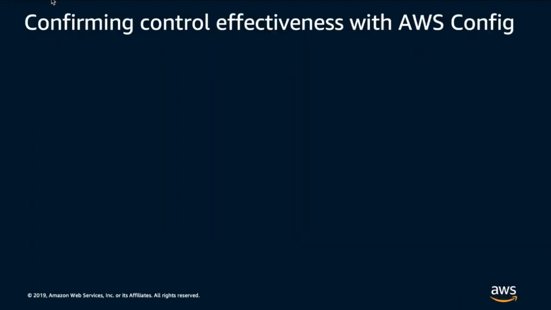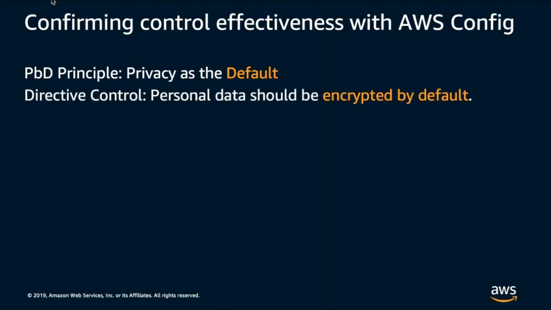Another thing I would like to drill into is AWS Config. So I mentioned it within the monitoring and logging section, but it really does help you a lot within your cloud environment to enforce the idea of privacy as a default. So take, for example, this principle. We have then some directive controls which come out from the principle that say, okay, if privacy should be a default, then we should use default encryption to ensure that data is protected appropriately. And so we have this directive control. But how do we enforce this within the cloud environment?